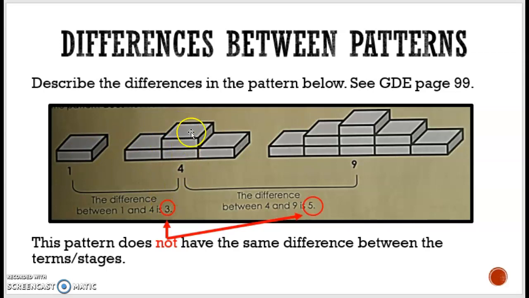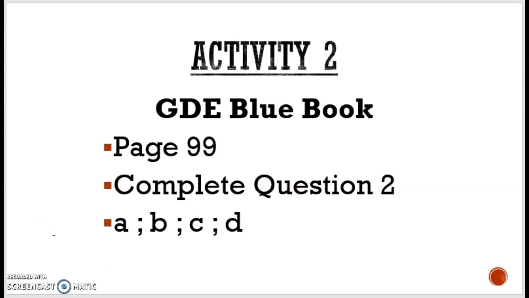This pattern has 4 blocks, this pattern has 9 blocks. The difference between 4 and 9 is 5. So the difference between this pattern and this pattern is 3. The difference between this pattern and this pattern is 5. Do you see that the differences are not the same? So because they're not the same, we say that this pattern does not have the same difference between the terms or the stages.